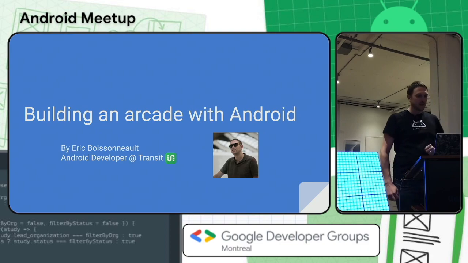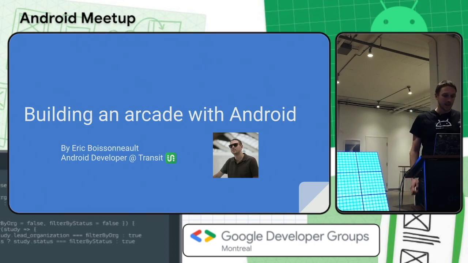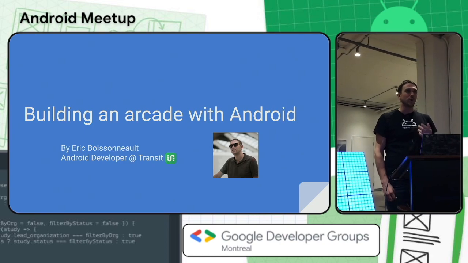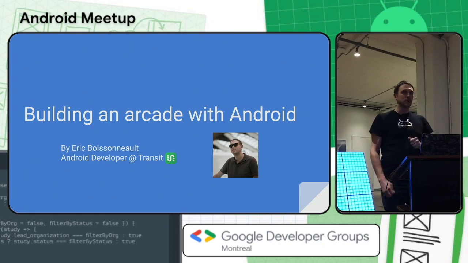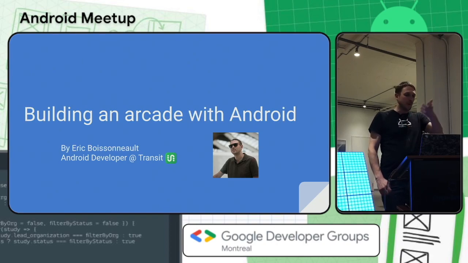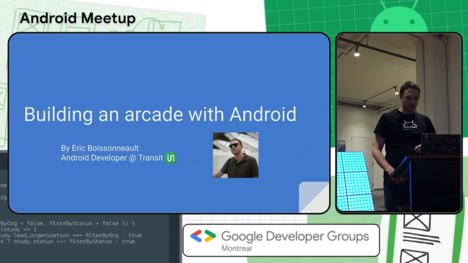Quick intro about me. My name is Eric. I am an Android developer since nearly 10 years now. And since last year, I work for Transit. At Transit, we are building a great product to help people in cities commute using public transportation. And our mission is to make cities more car-free by facilitating these alternatives of public transportation.